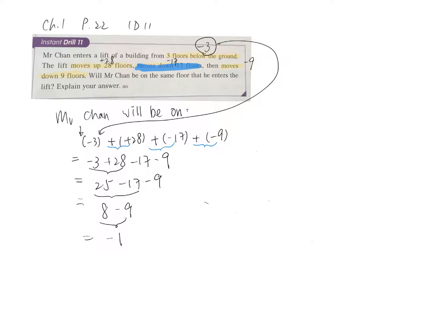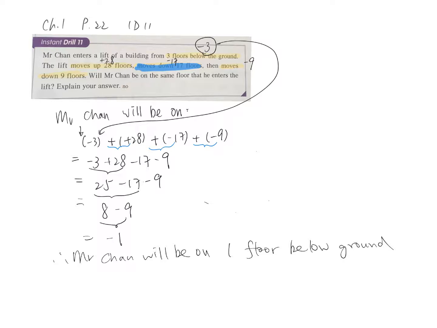What means by negative 1? Negative meaning the direction of below the ground. So Mr. Chen will be on 1 floor below the ground.